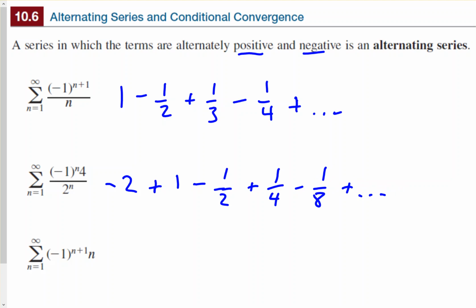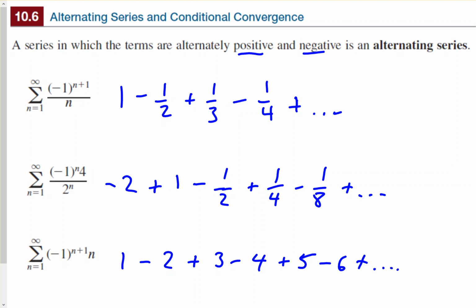Okay, the third series, if we plug in 1, we get 1. And if we plug in 2, it'll be minus 2. And then 3 and minus 4. And it'll continue like that.